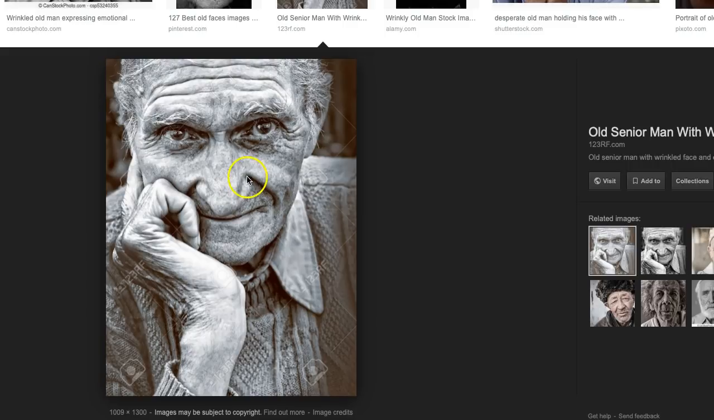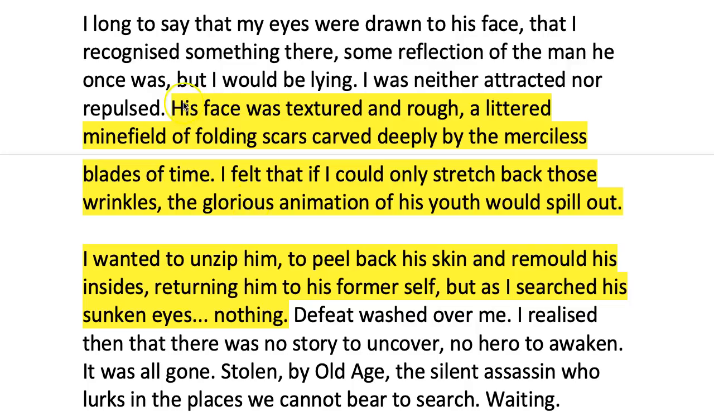It's like they've just ignored the picture. As soon as they've seen it, the picture has given them an idea, and then they've dumped the picture and rarely come back to it. In fact, in the whole descriptive piece, this bit in yellow is the only bit that directly describes what the student is seeing in the photograph. His face was textured and rough, a littered minefield of folding scars, carved deeply by the merciless blades of time. I felt that if I could only stretch back those wrinkles, the glorious animation of his youth would spill out.